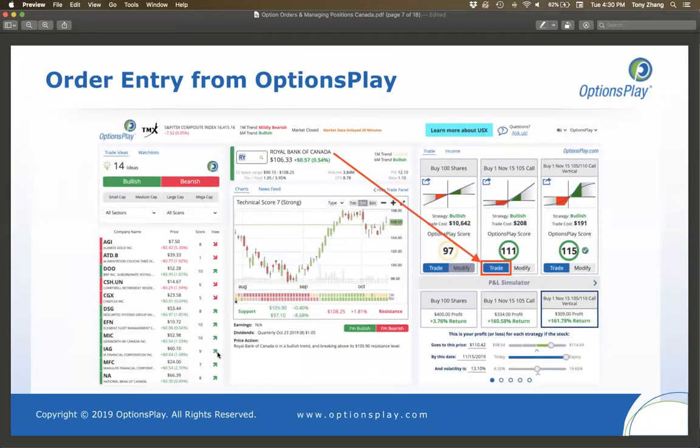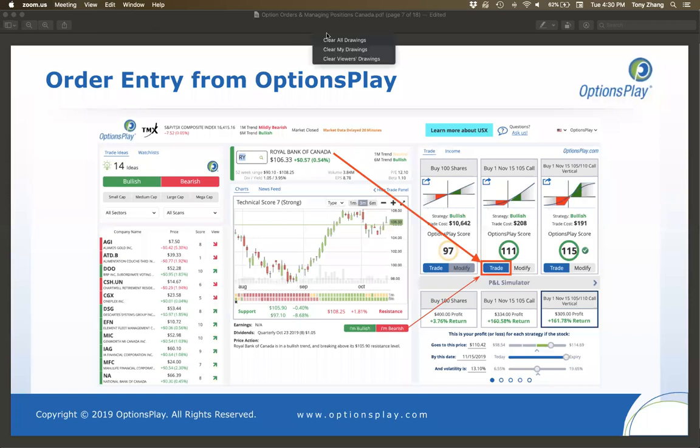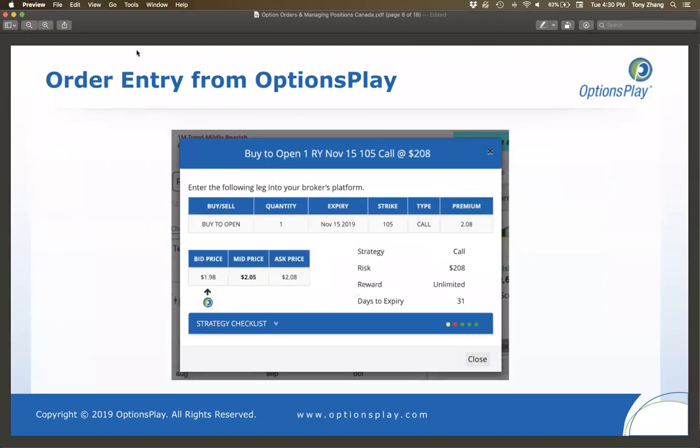So one of the ways Options Play helps you do this is we will actually specify for you the details on how to enter a trade. So when you're analyzing a trade within Options Play, any trade that you analyze, you can hit the trade button. And when you hit the trade button, what happens is we actually give you the details of the trade so that you understand how to enter these trades into your broker's platform. So when you hit the trade button, you'll see a page that looks like this. And what it will do is it will specify for you all of those things.